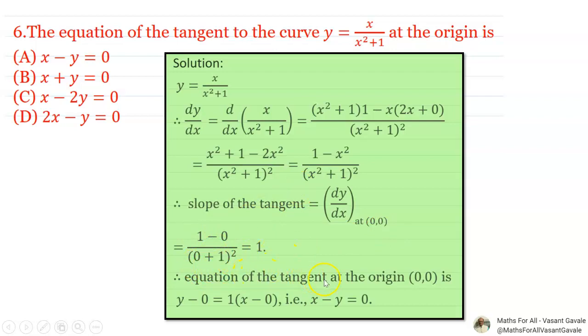And therefore the equation of the tangent at the origin, that is 0 0, is y minus 0 is equals to the slope of the tangent, which is 1, in bracket x minus 0, and hence the equation of the tangent is x minus y is equals to 0, and hence option A is correct.